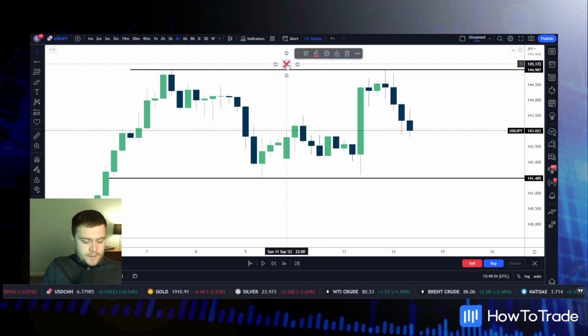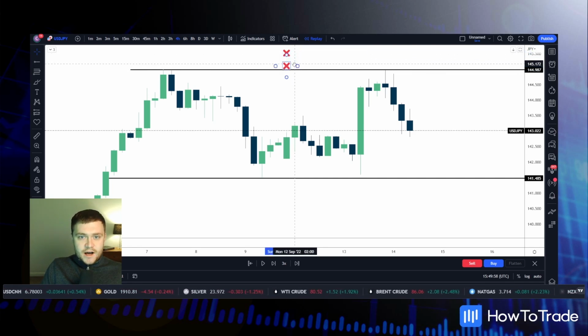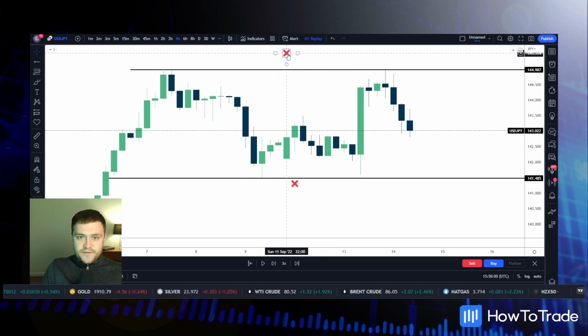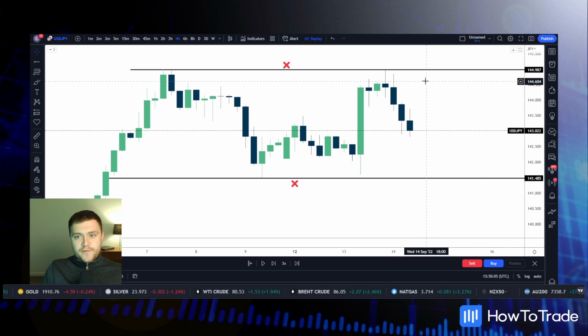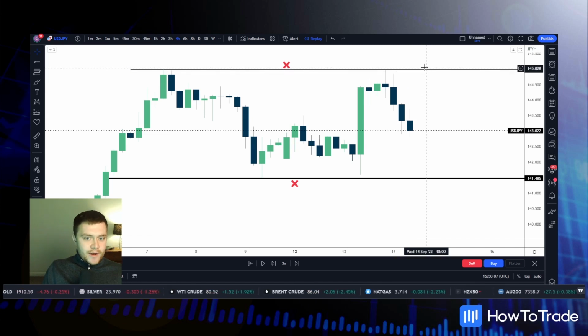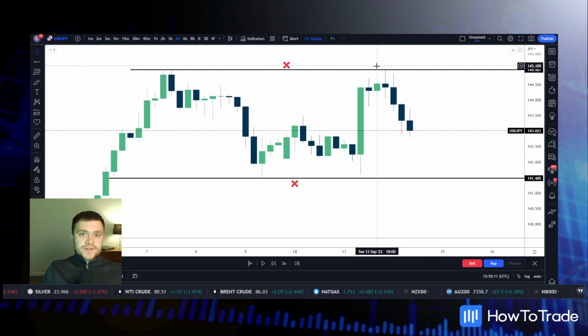Now, by liquidity, I mean market makers in the market can easily come and target these levels to flush out the highs and the lows, flush out the retail traders out of the market before moving in the desired direction. So one way we can trade this range is by looking for a fake out of the range.